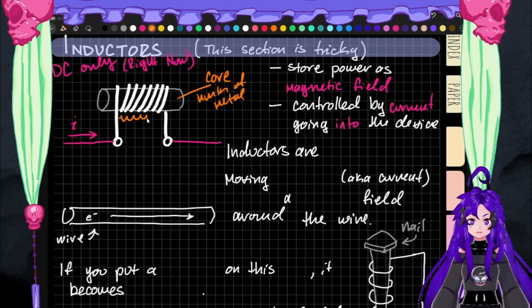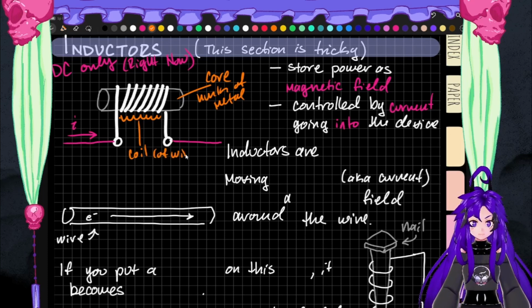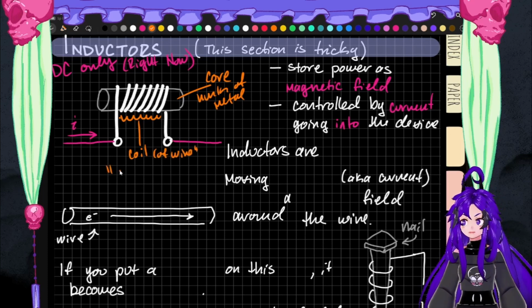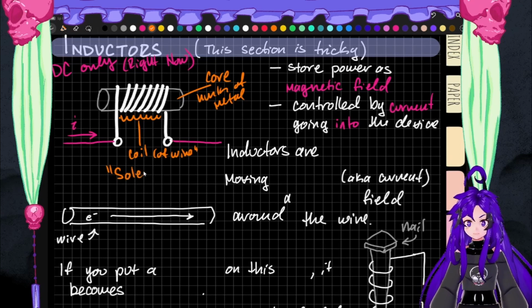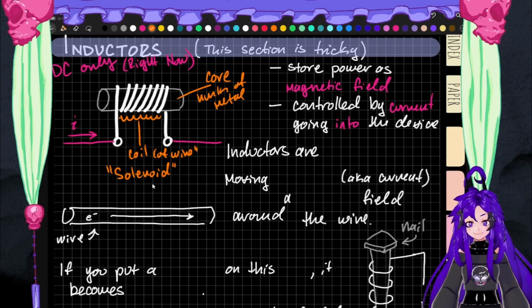And this we call the coil. It's a coil of wire. We also call this a solenoid. And solenoids exist in a lot of machines.